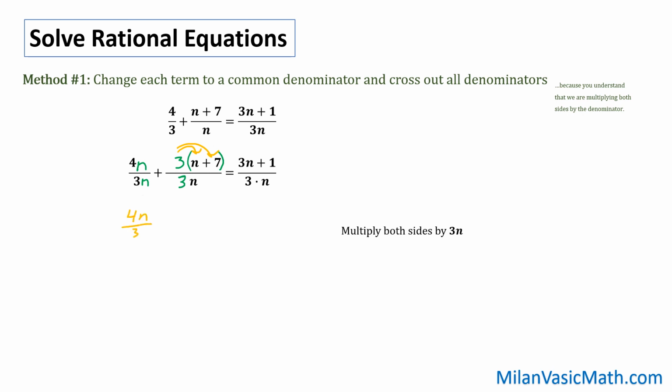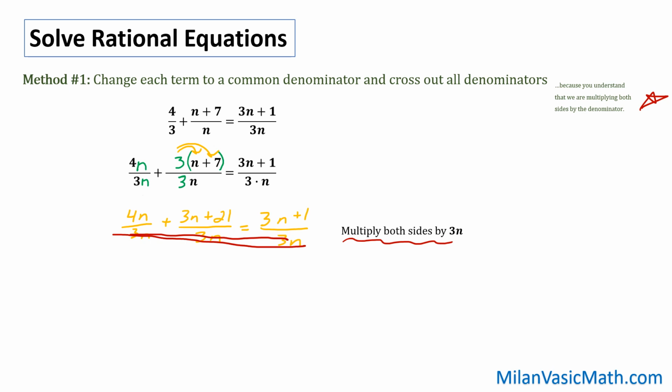4n divided by 3n plus 3n plus 21, all divided by 3n. And that is equal to, the right side stays the same. All right, now next, as you can see there, we're going to multiply both sides by 3n. Now, this is what I'm going to do. I'm going to just cross out the denominator, but that is with the understanding that this is what I'm really doing. Okay, and here's the explanation.